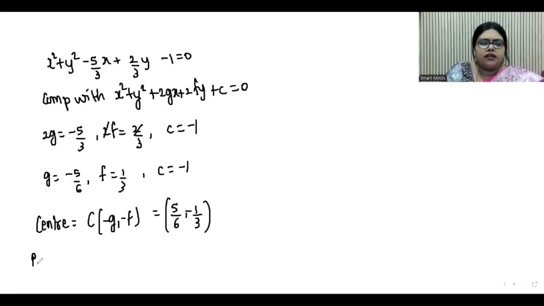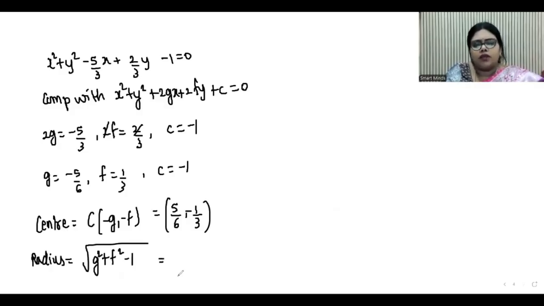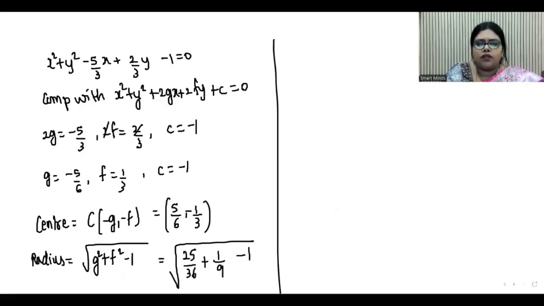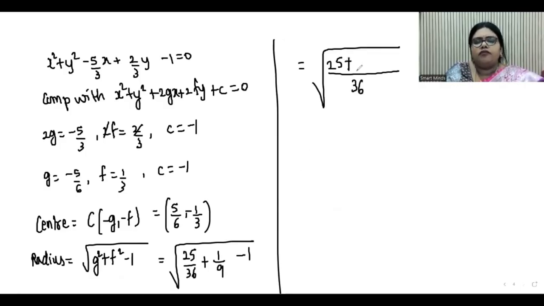Now after the center we will find the radius. Radius is the square root of g² + f² - c. That is the root of 25/36 + 1/9 - 1. So if you take the LCM of 36 and 9, it is 36. 36 ones are 36, so this will be 25. 9 fours are 36, so 1 will become 4. Minus, if you don't have anything in the denominator, that means you have 1. So 1 into 36 is 36, so here you will get 36.